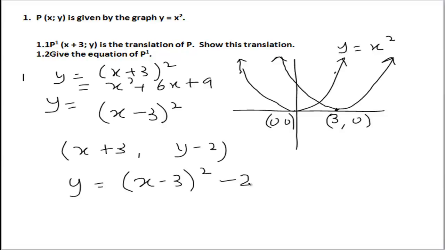because you remember what we did say previously, y is equal to a into x minus p all squared plus q. That is your axis of symmetry, and that's your maximum or minimum value. Coordinates of a turning point. So the turning point will now become (3, minus 2).